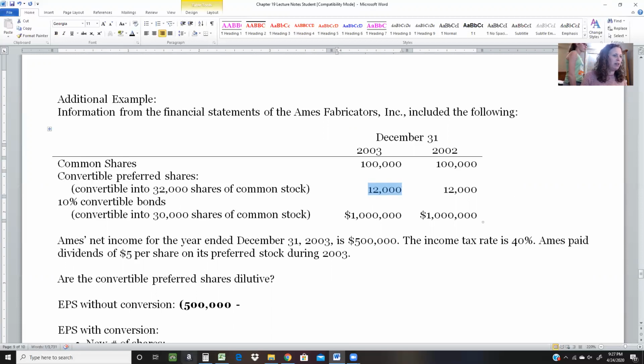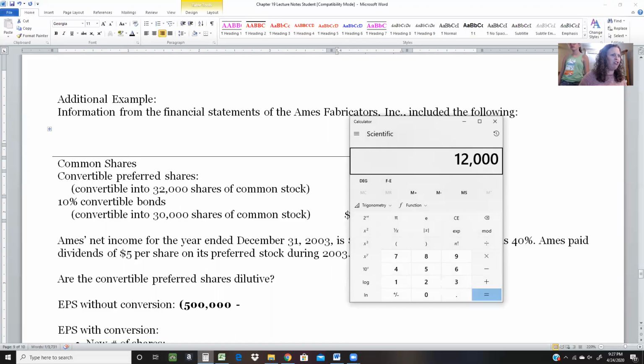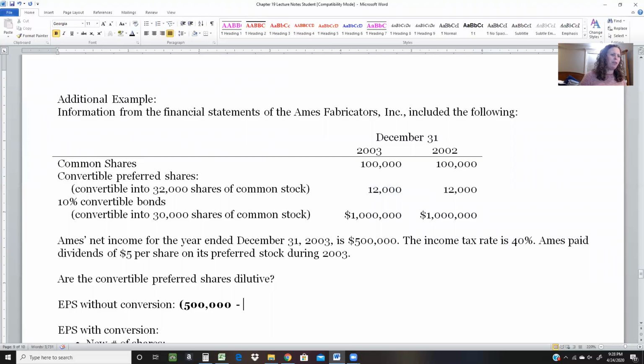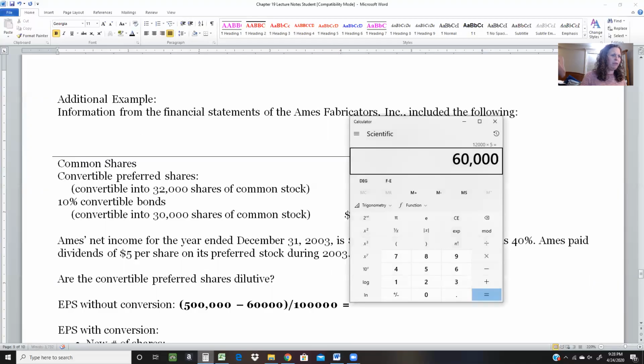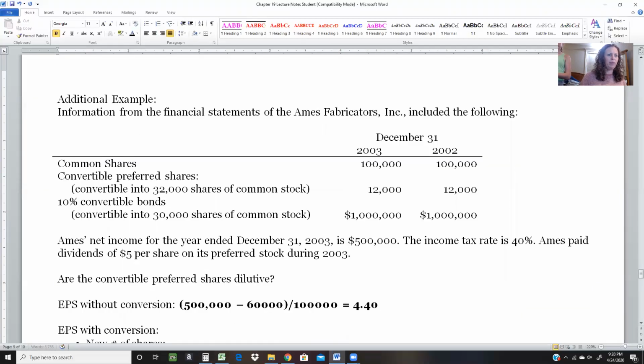So 12,000 shares at $5 a share. Is that right? 60,000. So my preferred dividends are 60,000, and I'm going to divide by the weighted average number of common shares outstanding, 100,000. So that would be 440 divided by 100, $4.40. And that's my basic. Okay.